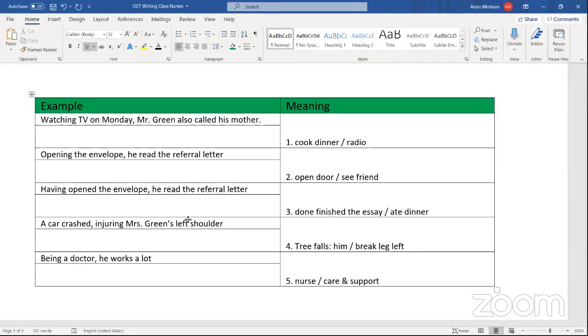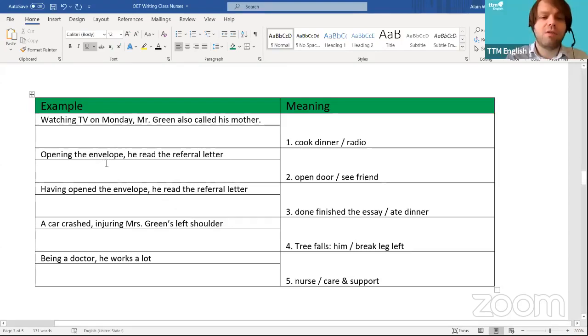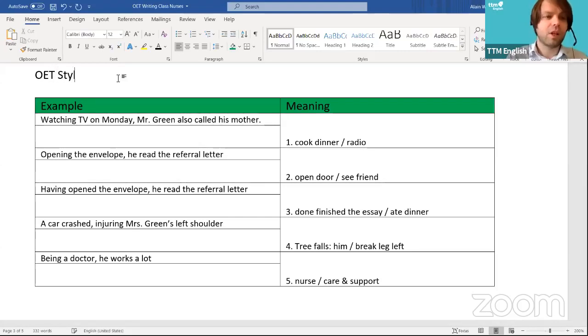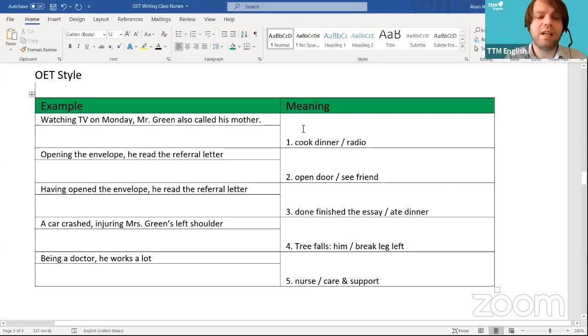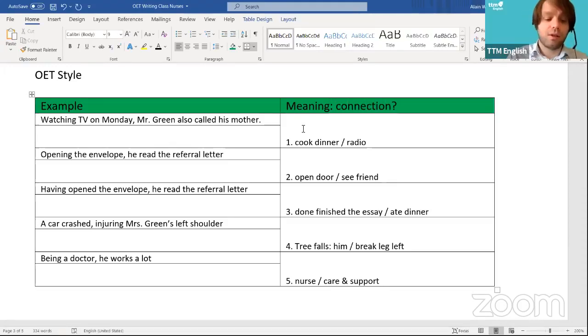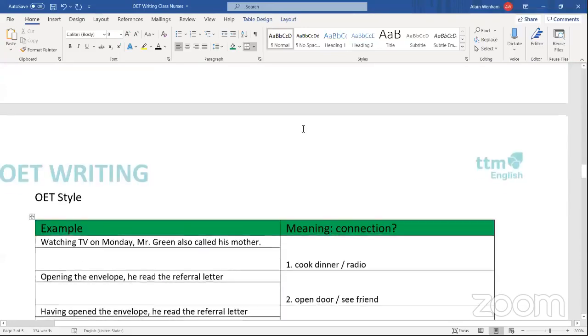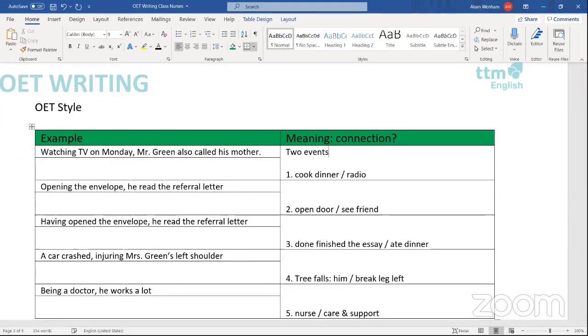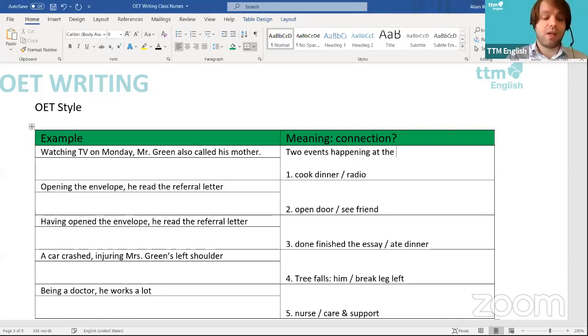Yes. If I say, watching TV on Monday, Mr. Green called his mother, this is more like OET style sentences, so obviously this is an OET class. Imagine he's in the hospital. Now, Mittal, what's the meaning of that one? Mr. Green was watching television during that period of time. He called his mother. So the connection is the same time. Two events happening at the same time.